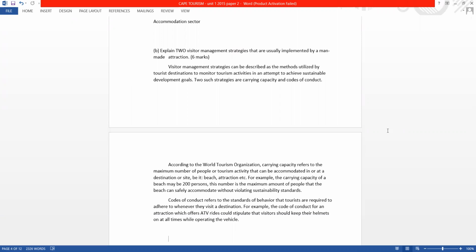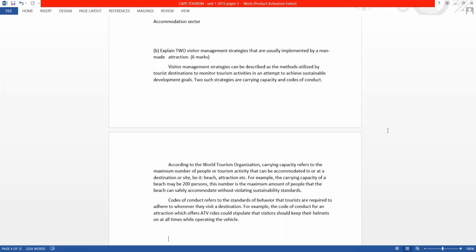For example, the carrying capacity of a beach may be 200 persons. This number is the maximum amount of people that the beach can safely accommodate without violating sustainability standards, right?